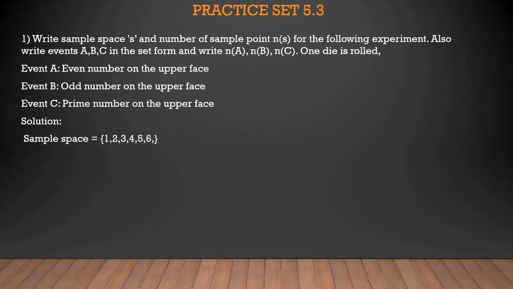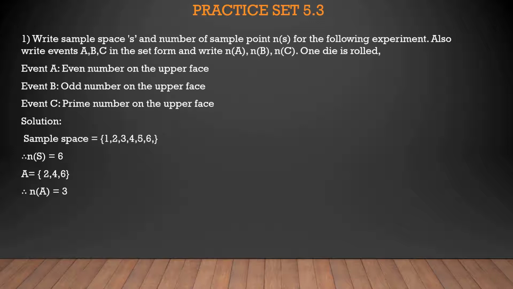Sample space is equal to 1, 2, 3, 4, 5, 6. These are the sample points when a die is rolled. So N of S is total sample points in the sample space. N of S is equal to 6. For event A, even number should turn up on the upper face. So out of 1 to 6, even numbers are 2, 4, 6. So total sample points in event A is 3. So N of A we have is equal to 3.